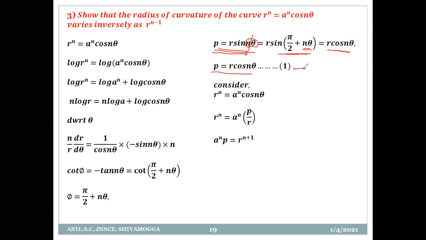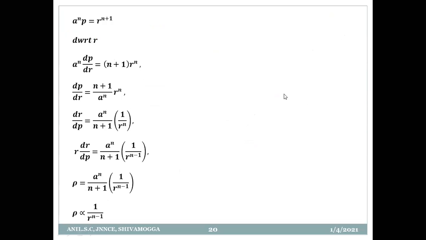Now consider the given equation, that is r power n is equal to a power n cos n theta. From equation number 1, cos n theta is p by r. Substitute. Therefore, r into r power n, which is r power n plus 1, is equal to a power n into p. This is what we call the pedal equation: a power n into p is equal to r power n plus 1.